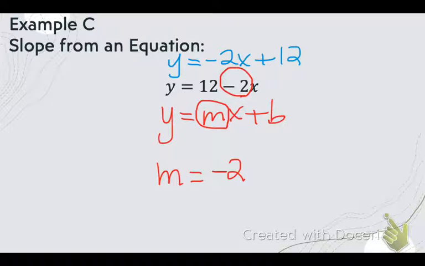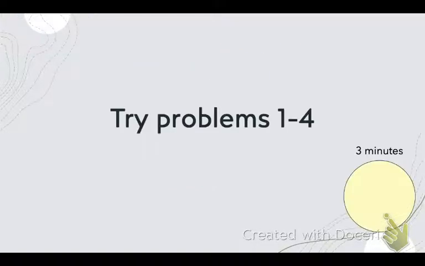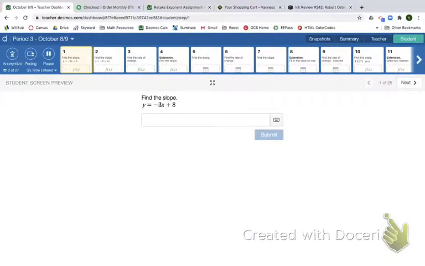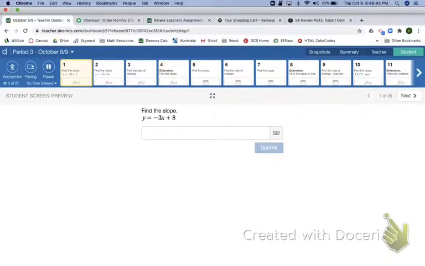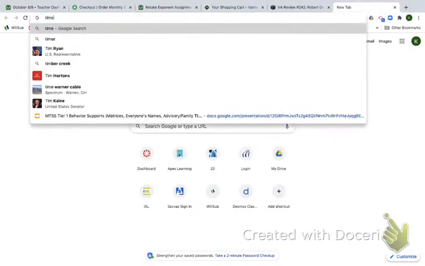So right now, what I want you to do is go to your Desmos activity and try problems 1 through 4. You have approximately 3 minutes to complete this. Pause the video, complete it, and then come back after 3 to 4 minutes. We'll just put a timer in.